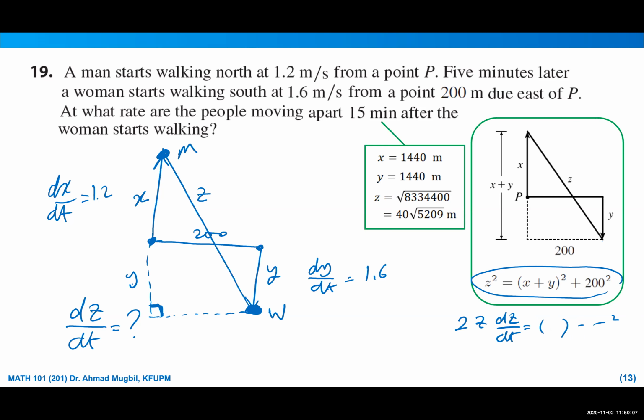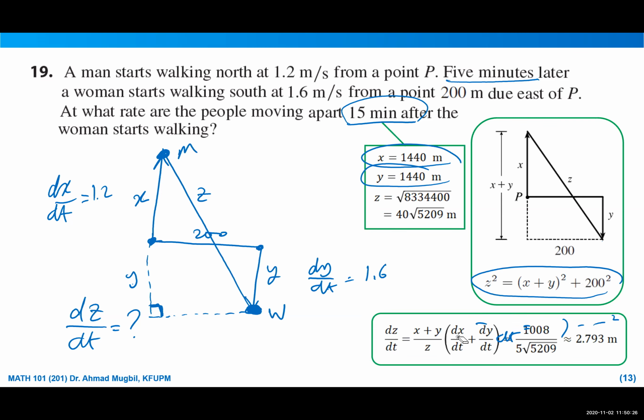This is also important because, the trick here, after 15 minutes, and also you know that the woman starts 5 minutes later. So you need to find X when the time is 15. So this will be X, this will be Y, this will be Z, and after that you will substitute to find dz dt. I put here the main parts of the solution for you, Shabab, to do it by yourself.